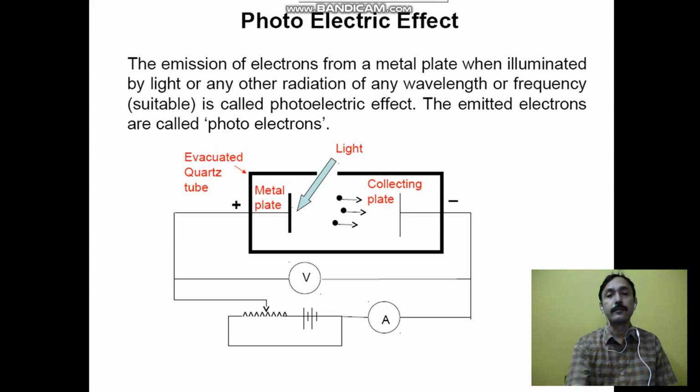Here in this figure, we have used the reverse bias. That means this collecting plate is negatively charged. So this one will oppose the emitted photoelectrons. If we increase the negativity of the collecting plate more, then for a particular potential, no electron will be liberated from this metal plate. This particular potential is known as stopping potential.